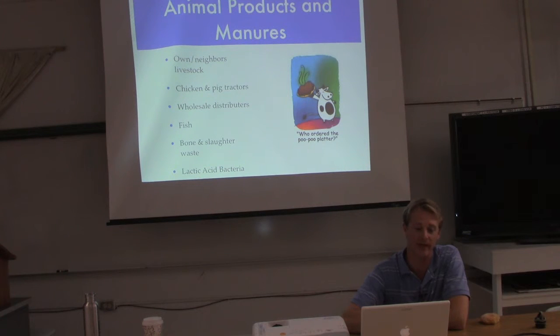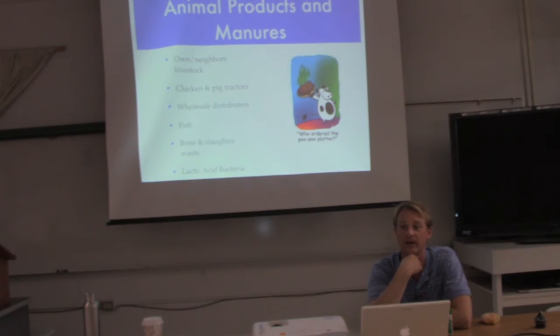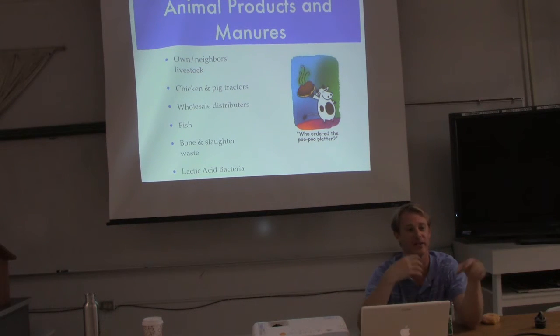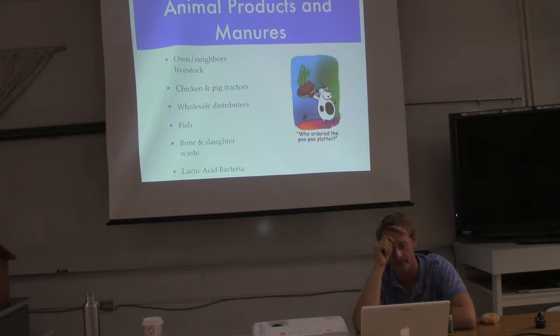Animal manures and products. You can get it from yourself or from your neighbor's livestock. Chicken and pig tractors. These are units that you basically move throughout your land that hold chickens in a certain area, and then you move that pen a little bit over. Chickens pull up all the weeds and they poop and they have a great time. And then you keep moving that, adding fertilizer, pulling out weeds. It's a great system.